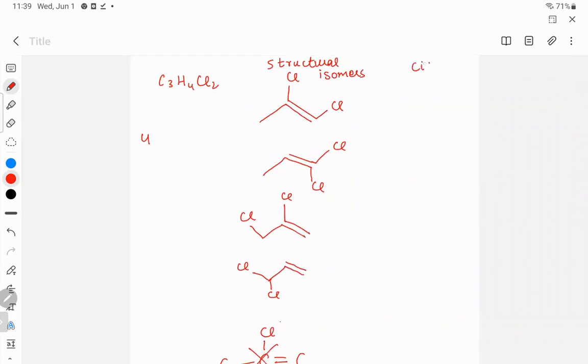Now, if we look at which one can show cis-trans, let me remind you that for a compound to show a cis-trans isomer, it must have a carbon-carbon double bond and each double bonded carbon must have 2 different groups. If I look at this double bonded carbon, it has 1 hydrogen and 1 chlorine. And this double bonded carbon has 1 chlorine and 1 methyl group. So this molecule can show cis-trans isomer, right?